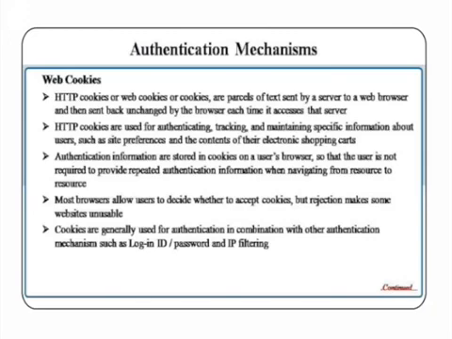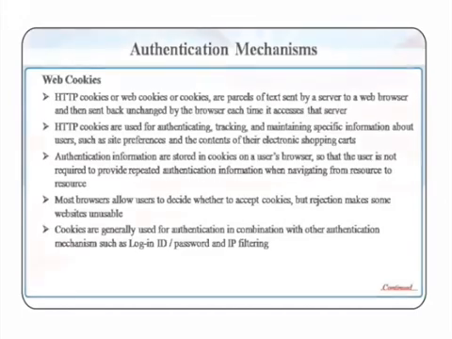Authentication information is stored in cookies on a user's browser so that the user does not need to provide repeated authentication information when navigating from resource to resource. Most browsers allow users to decide whether to accept cookies or not, but rejection makes some websites unusable. Cookies are generally used for authentication in combination with other authentication mechanisms such as login ID, password, or IP filtering.